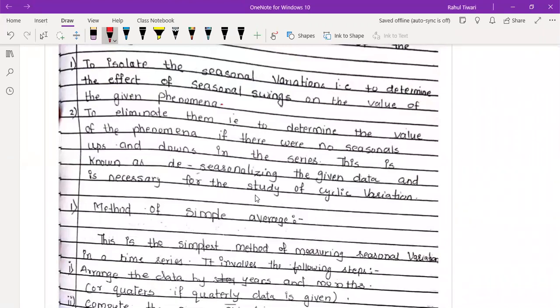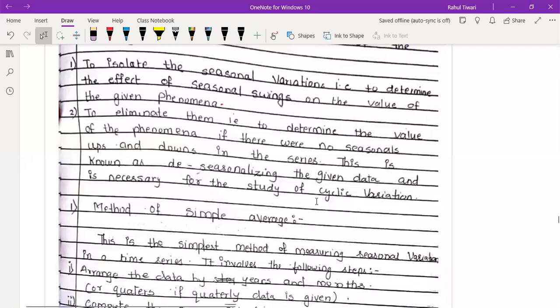Okay. So this is known as de-seasonalizing the given data. If there are no seasonal ups and downs in the series, then one can eliminate those types of variation, and that series or that data will be known as de-seasonalized. And it is also necessary to study because of the cyclic variation. So sometimes it is also important that we study the cyclic variations also.